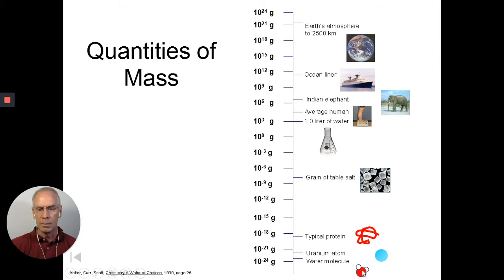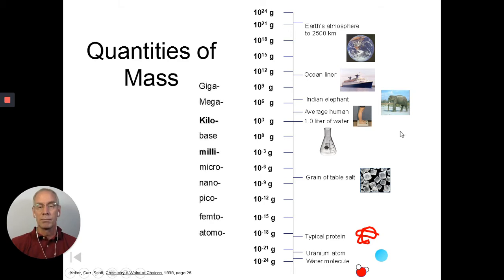So if you're looking at a water molecule, it's down here about 10 to the negative 24th grams. A protein, maybe 10 to the negative 19th grams. A grain of salt, 10 to the negative 7th grams. A liter of water, maybe you'd say how much for a liter of water? I hope you'd say 1,000 grams, because that's what we said earlier. The average human is going to be up here, an average Indian elephant here, an ocean liner 10 to the 12th. Here is the Earth's atmosphere and all the weight of that, right? So it's a huge range here that can be covered.